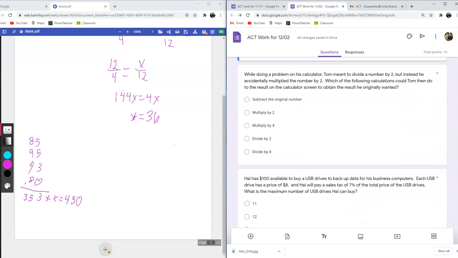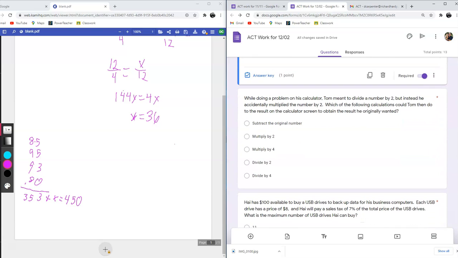All right. This is a, if I do this, how do I correct it? While doing a problem on his calculator, Tom meant to divide a number by 2, but instead he accidentally multiplied the number by 2. Which of the following calculations could Tom then do to the result on the calculator screen to obtain the result he originally wanted? Okay, so he's got to go back to his original number. Well, instead of dividing by 2, he multiplied by 2. Well, if I want him to get back to his original number, then I need to divide by 4.